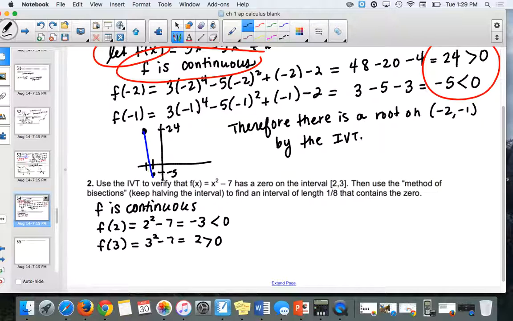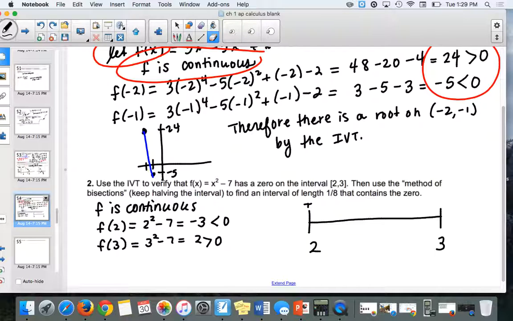All right, so we're using the method of bisections. In other words, we're going to keep halving the interval until we get the size that we want. Do you guys remember doing this? Okay. So we have the interval 2 to 3, and 2 gave us a negative number and 3 gave us a positive number. So there has to be something between the two. So let's make it even smaller. Let's say between 2.5 and 3.